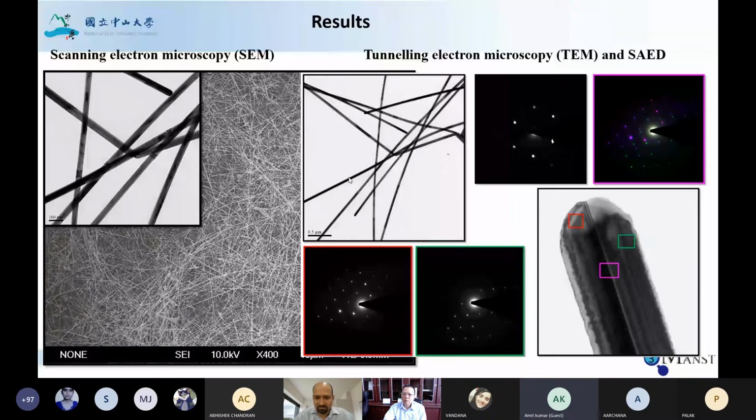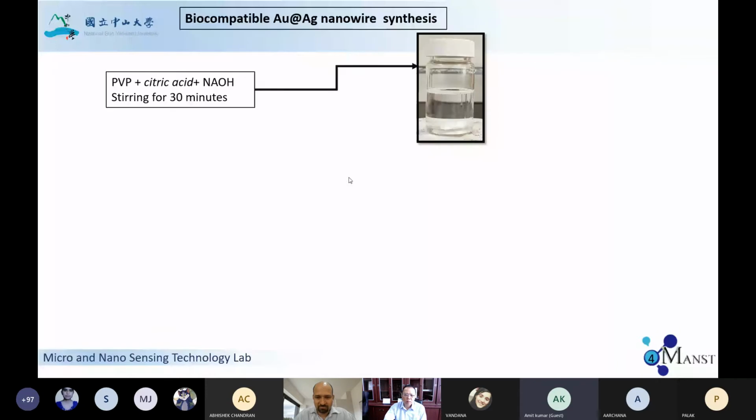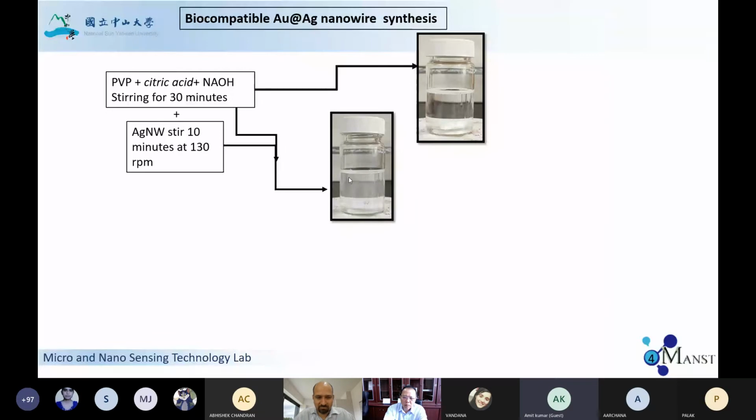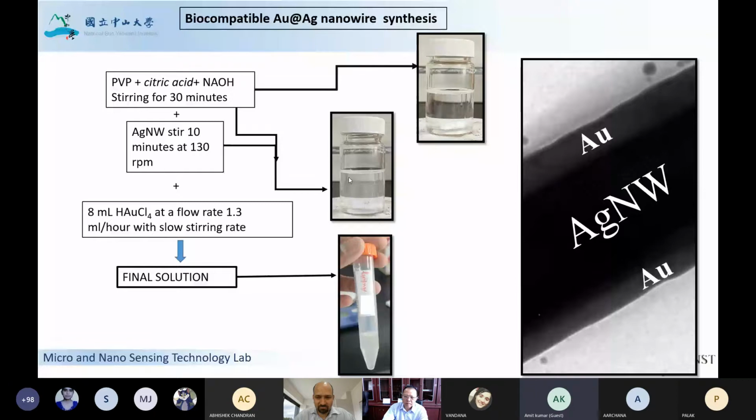After this, as we all know, silver is more prone to oxidation, so we start to make it biocompatible by covering the silver nanowire with gold. In the starting step, I mixed PVP, citric acid, and NaOH to make a composite, and then I add silver nanowire. After that, I add the gold precursor to cover the silver nanowire with the gold. And you can see from this picture, the silver nanowire is completely covered with the gold layer, and the gold layer is very thin, less than 20 nanometers.